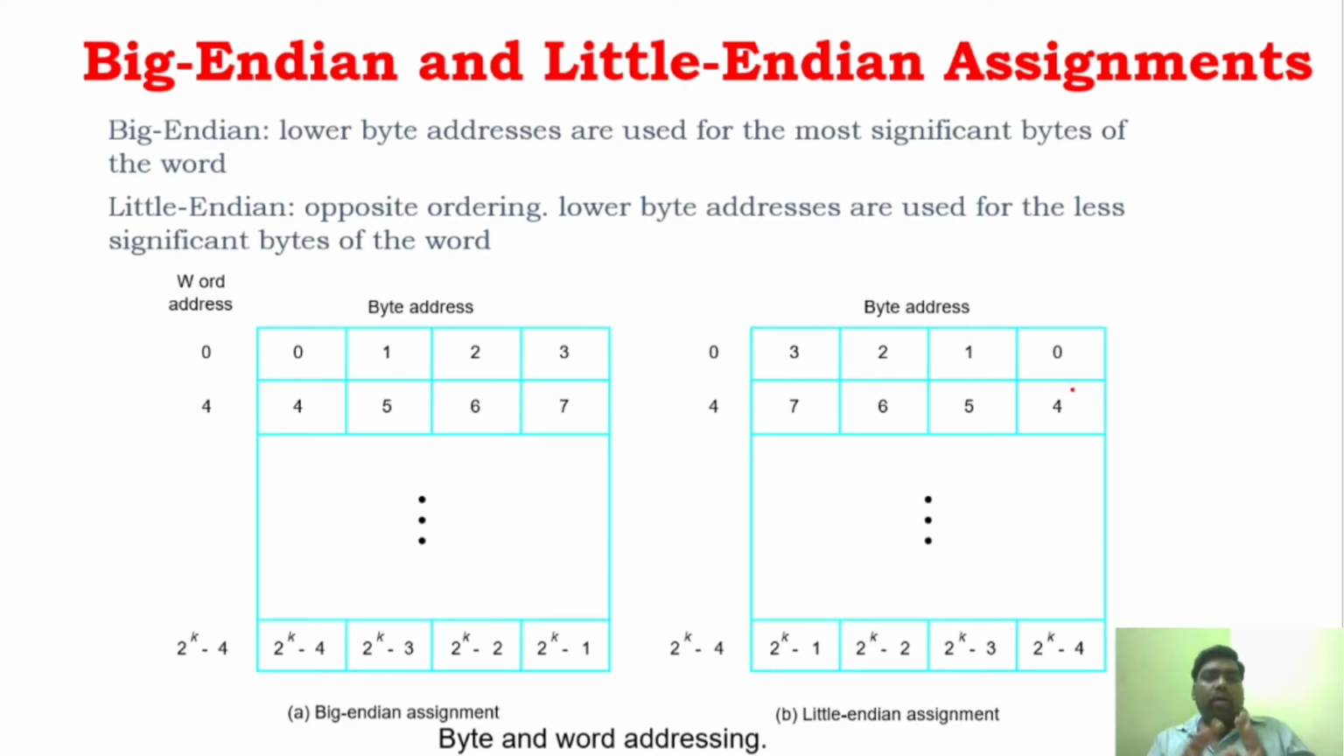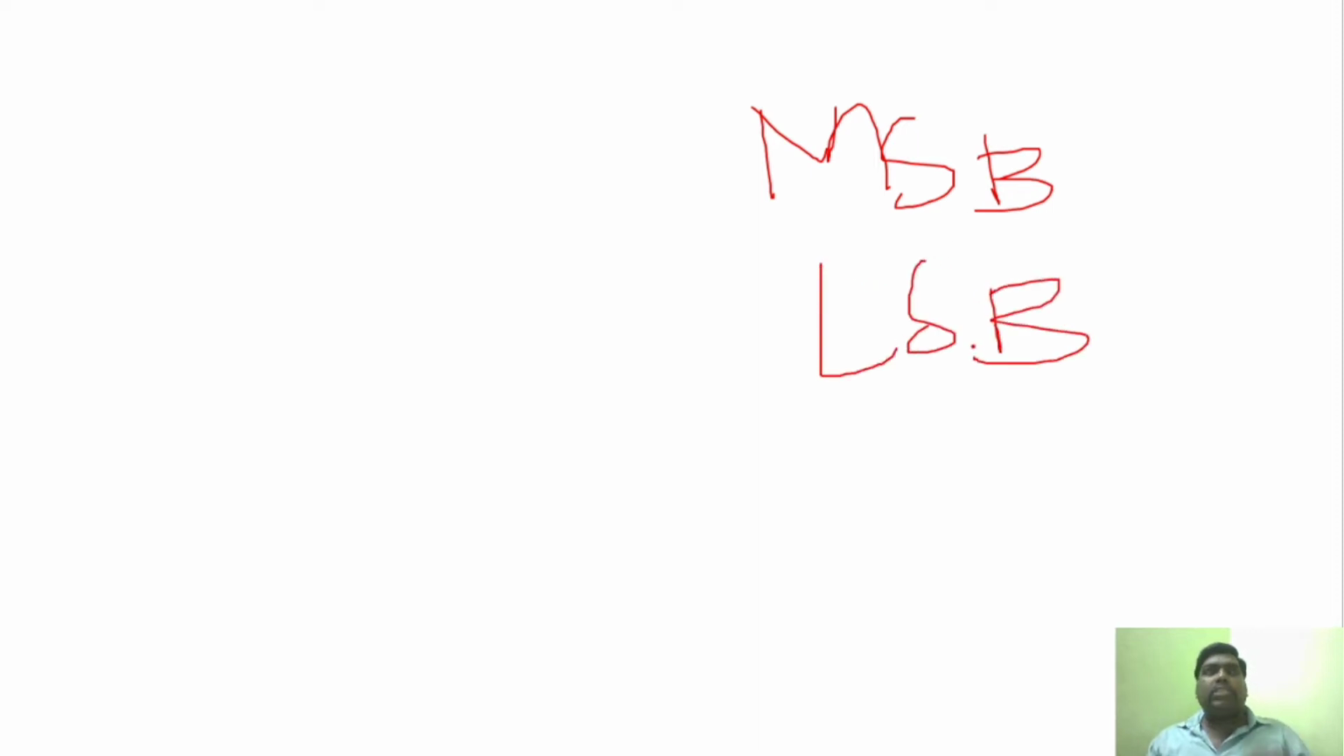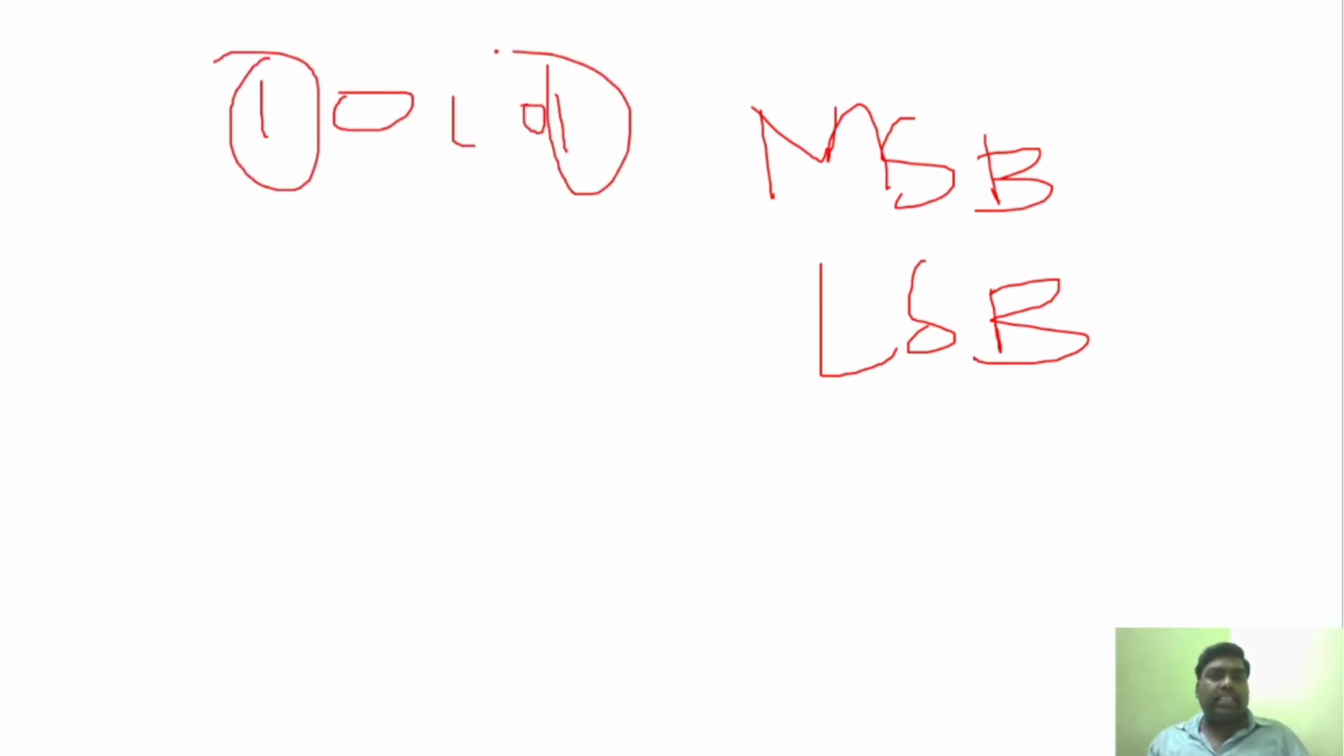Now, to keep it very simple, don't get confused. You know what is MSB and what is LSB. Most significant bit and least significant bit. So this is the most significant bit and this is the least significant bit. Now we are going to see what is big Endian and what is little Endian.